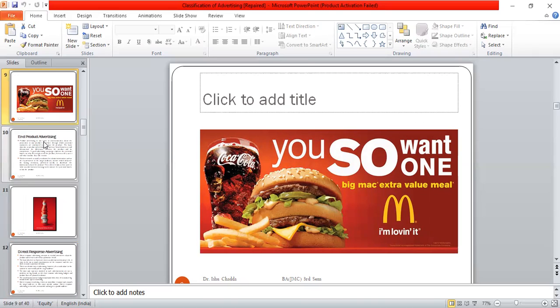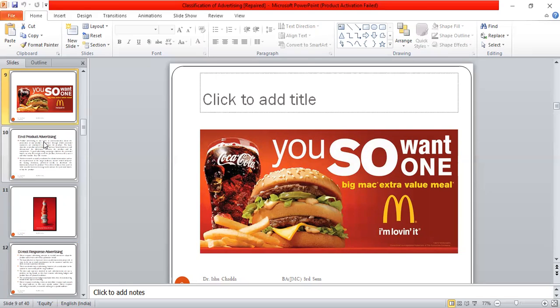So obviously, if you want, you can purchase a cold drink, a Coca-Cola, from McDonald's. But this is a sort of cooperative advertisement: two or more companies, both national brands, working together to make an advertisement.